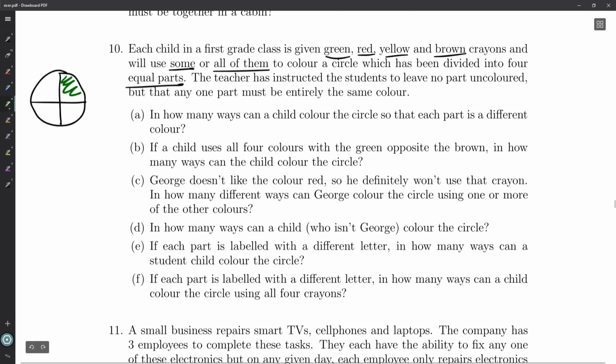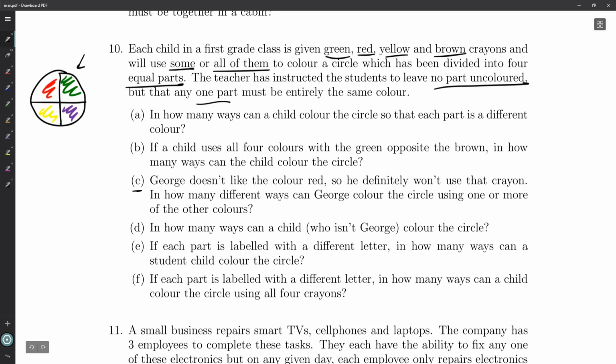So red, yellow, and oh, I don't have a brown. I'll just use purple. Okay. Anyway, teacher has instructed the student to leave no part uncolored, but that any one part must be entirely the same color. So basically what I've drawn here without even realizing it.